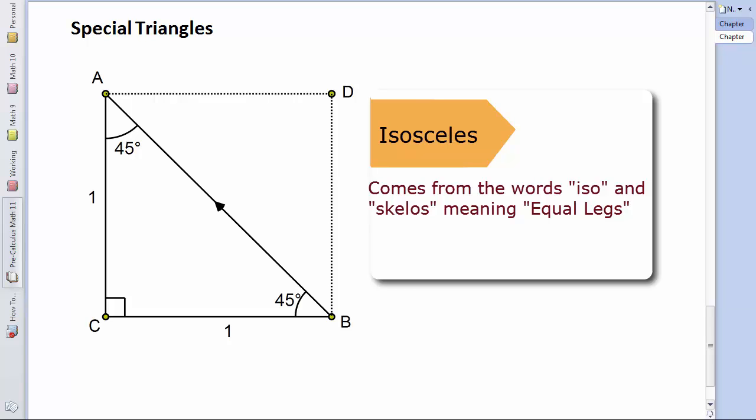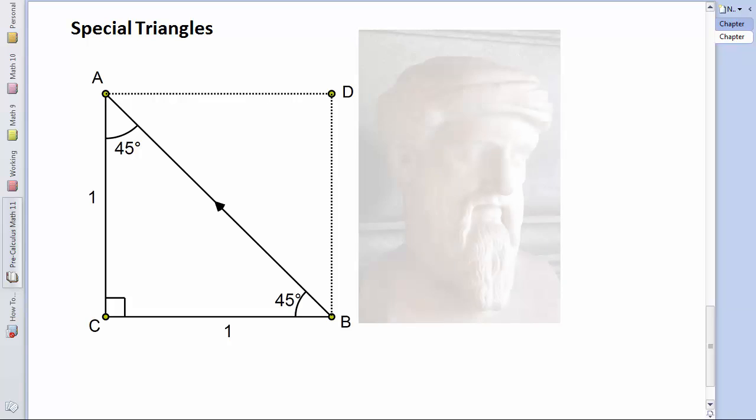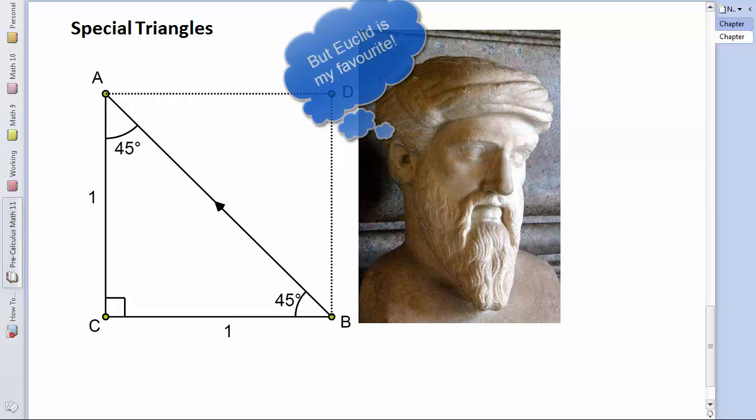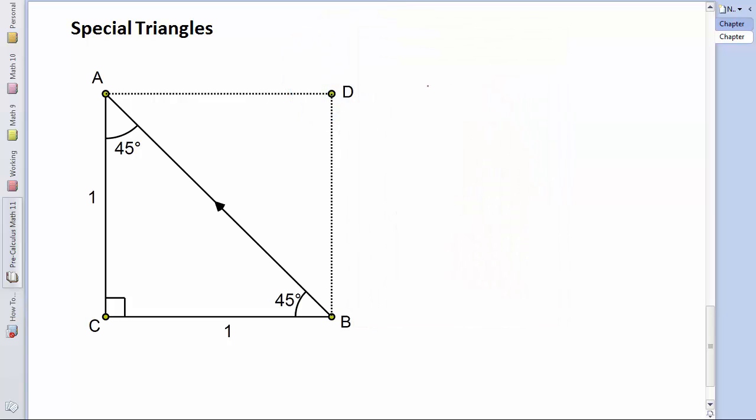Now, the equal sides could be any length, but to keep it simple, we'll give them a length of 1 unit each. And how can we calculate the length of the hypotenuse here? Well, by using the theorem associated with everyone's favorite ancient Greek mathematician, Pythagoras. So, when we do that, we get a squared plus b squared equals c squared, giving us 1 squared plus 1 squared equals c squared. And if we calculate this, we get c is equal to the square root of 2.